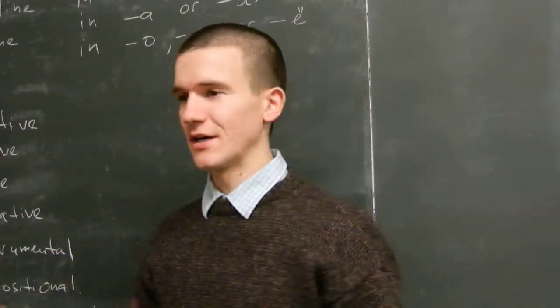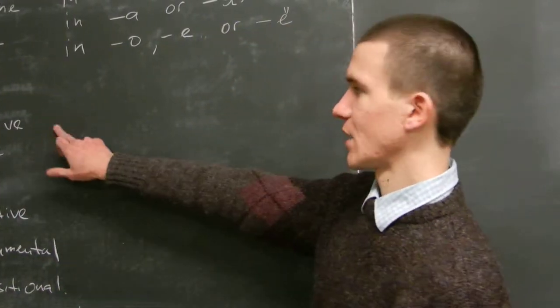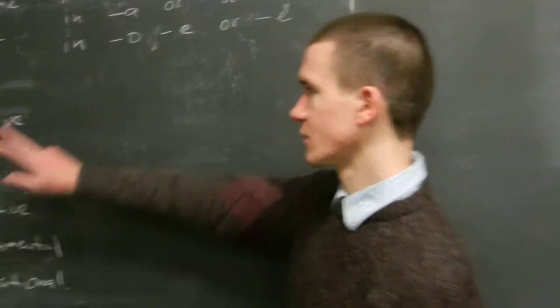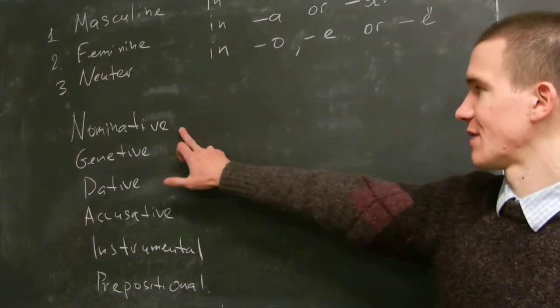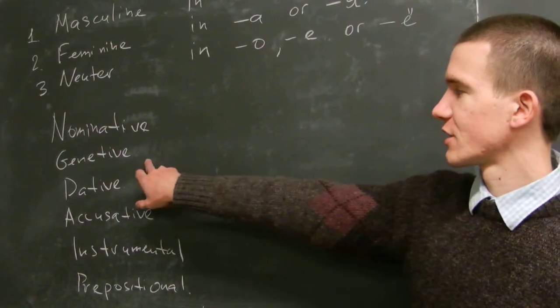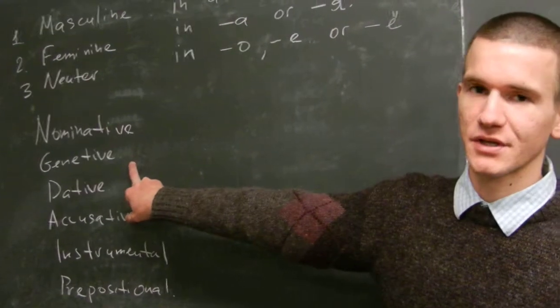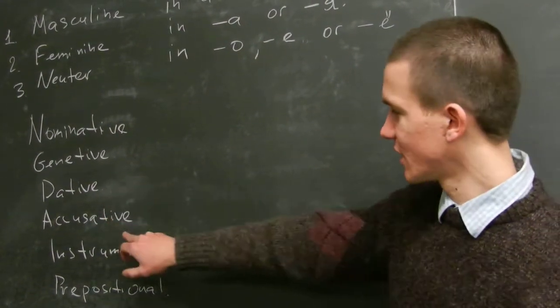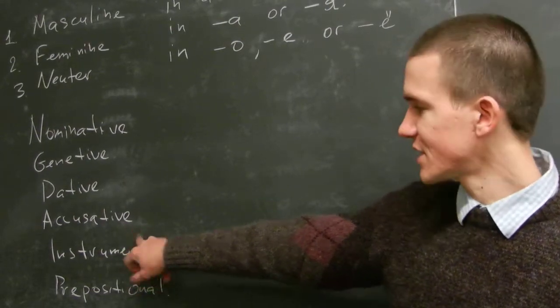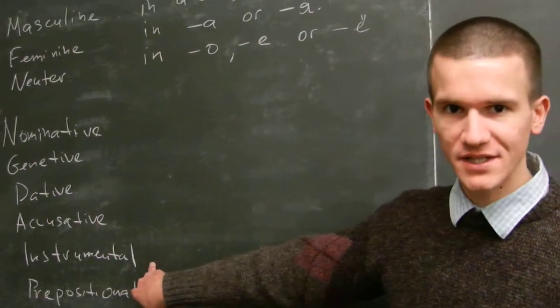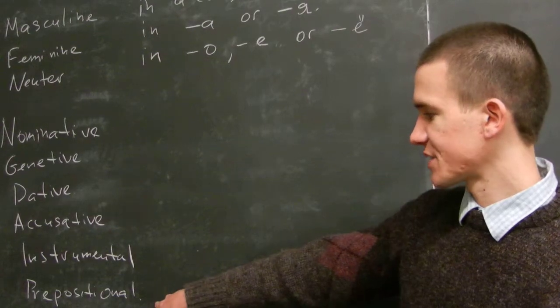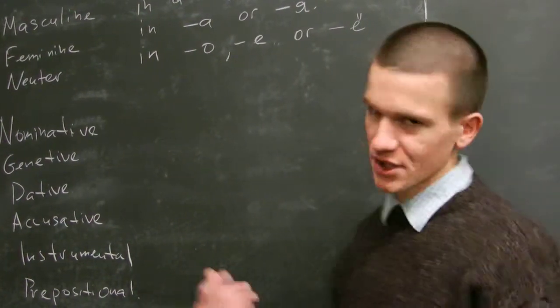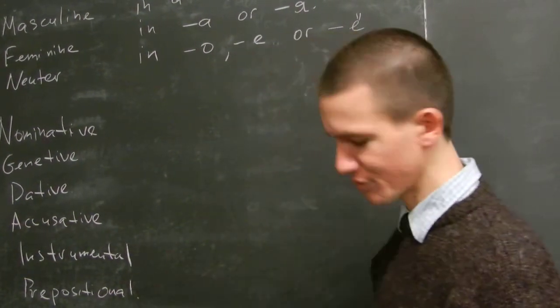Also, I can say how it sounds in the Russian language. So, именительный падеж, nominative case, genitive, родительный падеж, dative, дательный падеж, accusative, винительный падеж, instrumental, творительный падеж, and prepositional, предложный падеж. Падеж means case, prepositional, предложный.